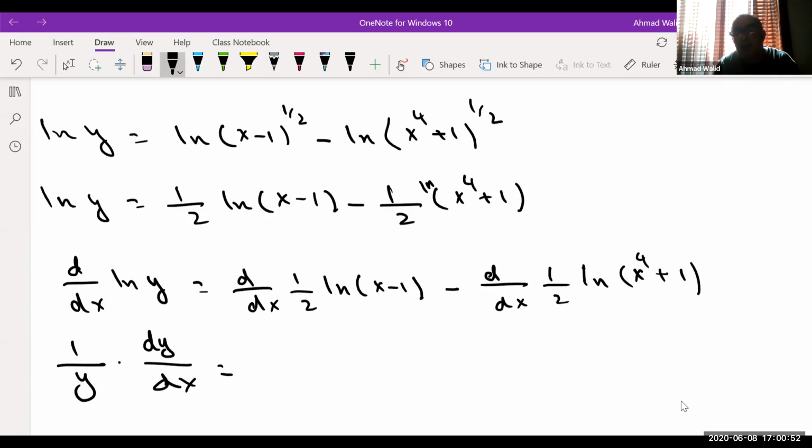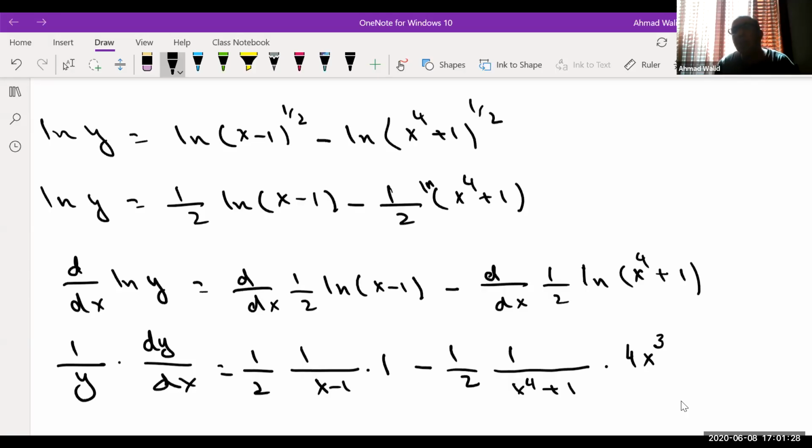Equals, here 1/2 is a constant, d dx of ln x minus 1, we learned it today, is 1 over x minus 1 times the derivative of the inside, 1, minus 1/2 the derivative of ln of x to the power of 4 plus 1 gives you 1 over x to the power of 4 plus 1 times the derivative of the inside, which is 4x cubed.